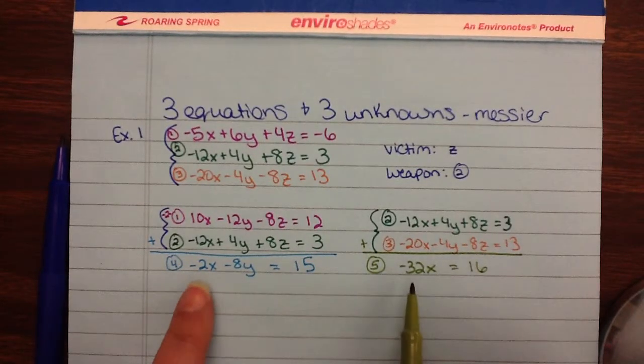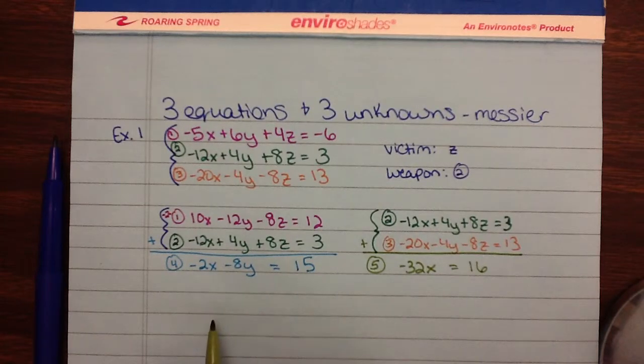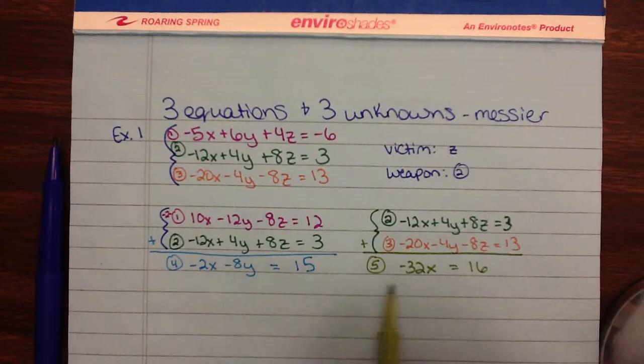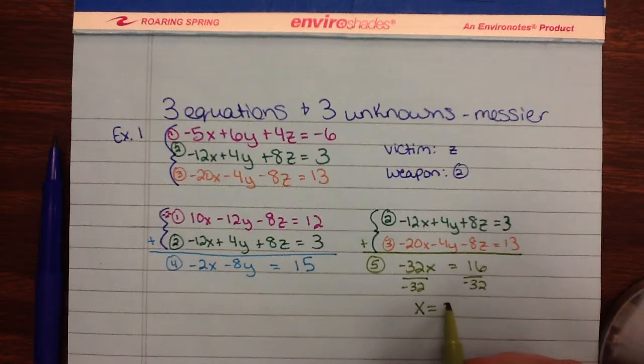Now remember, if we still had x's and y's here, we would need to do elimination again by drawing another set of the squiggles and multiplying to cancel. But since my y's and my z's cancel, I'm only left with one variable here, I can go ahead and solve for it. So I'm going to divide by negative 32, and x is 16 divided by negative 32. Well, that's going to give me negative 1/2.